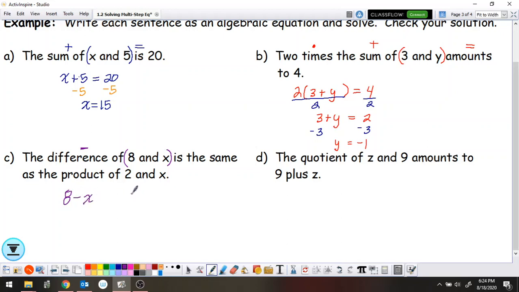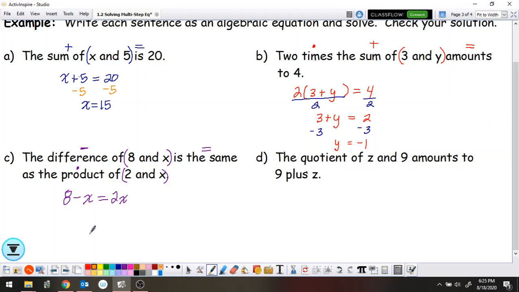So the difference of 8 and x, 8 subtract x, is the same as or equal to the product, or times, of 2 and x. So 2 and x are what are being multiplied together. So 8 minus x equals 2x.